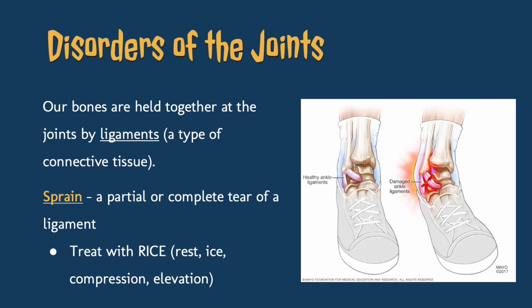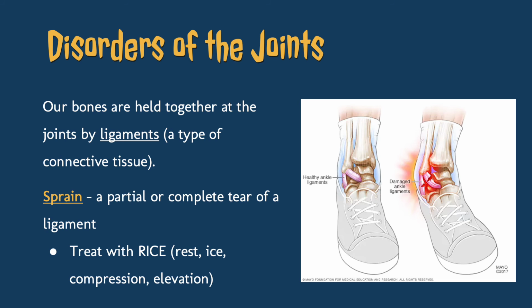Then the other kind of joint disorder that we're going to talk about in this class is a sprain. Okay, so if you recall from our first unit when we were talking about connective tissues, our bones are held together at our joints by what's called a ligament. So a ligament is just a type of connective tissue that holds our bones together where our joints are. So a sprain happens when we injure that ligament. It might be torn completely, it might be torn just a little bit, but a sprain is basically when you tear a ligament, so that connective tissue that is holding your bones together at your joint.